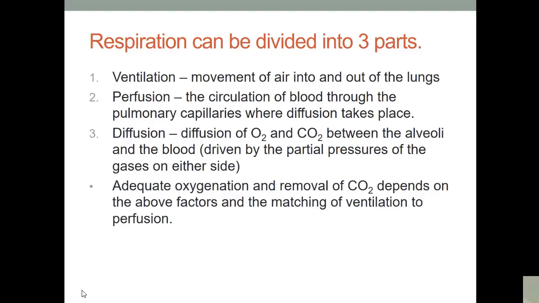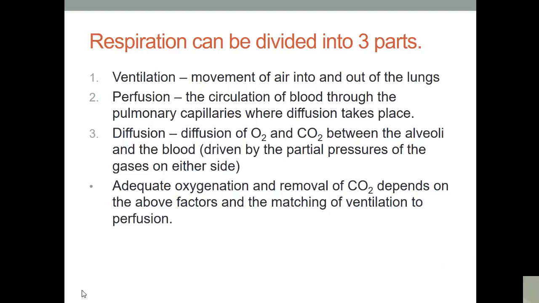So respiration can be divided into three parts. Ventilation, this is simply moving air in and out of the lungs to the gas exchange surface. Perfusion, when we're talking about respiratory physiology, we're talking about pulmonary perfusion, so perfusion of the pulmonary capillaries with blood.